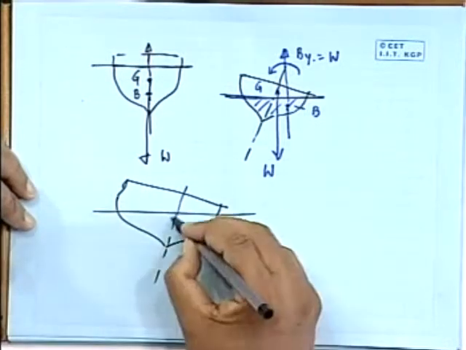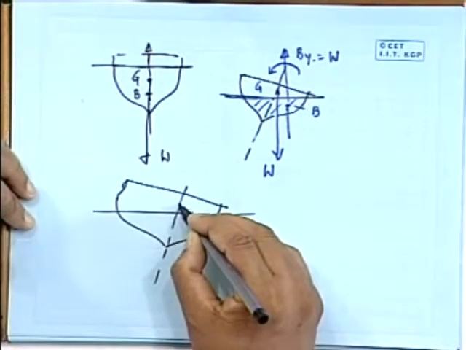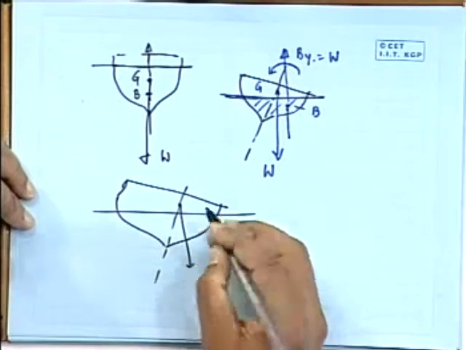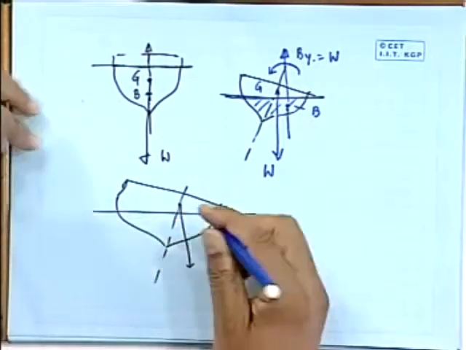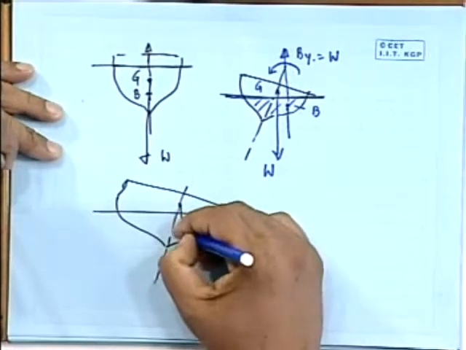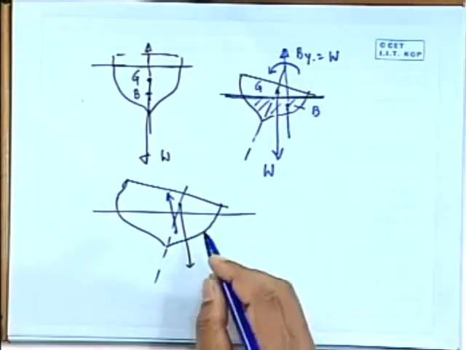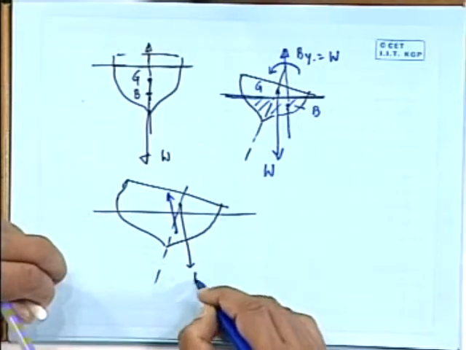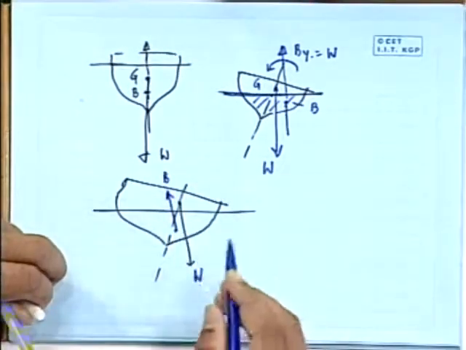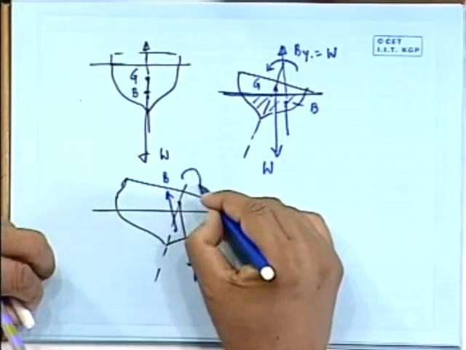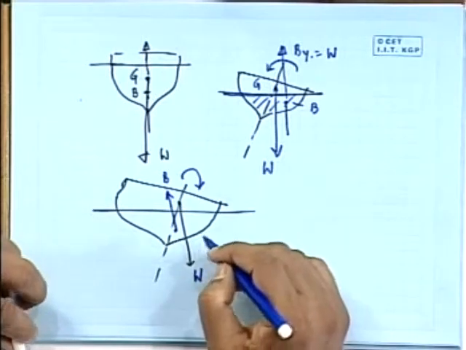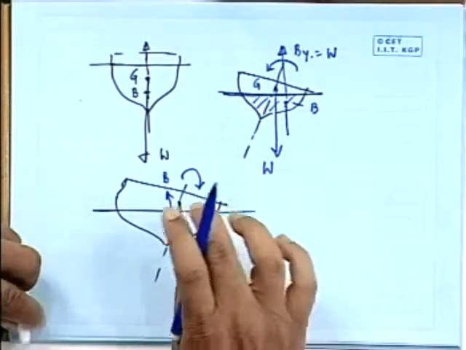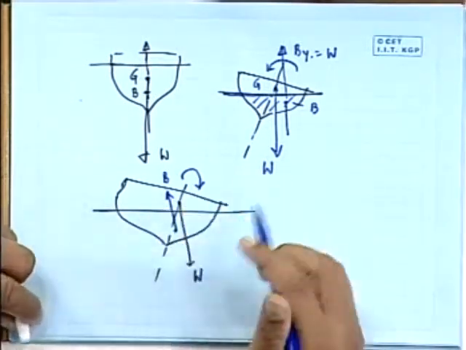These diagrams are not, of course, very accurate. So G is here, and the center of buoyancy has shifted to some position like here. So it goes like this. This is my weight, this is my buoyancy now. So you can see here that this is going to give me a basically moment like this.